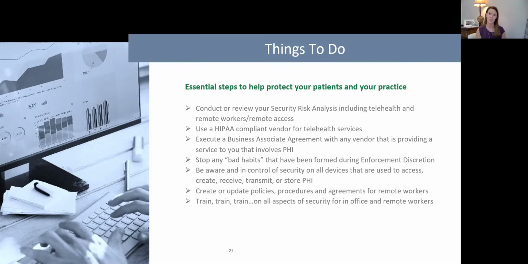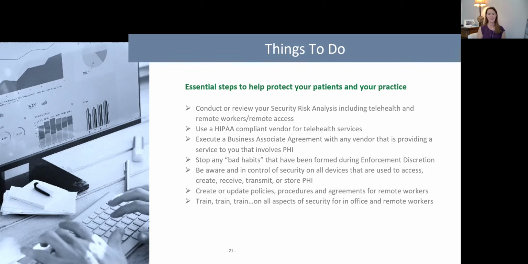Also, another good point, just again, be aware and in control of the security on all the devices that are being used to access your patient information, to transmit patient information, to communicate with patients. Be aware and in control of that security. And that is going to require some time and effort and communication with IT professionals that can help you get there.